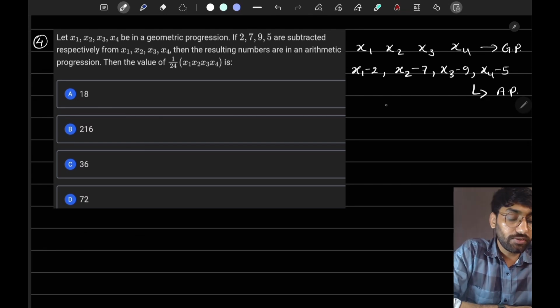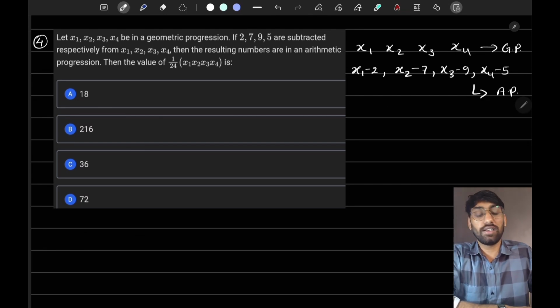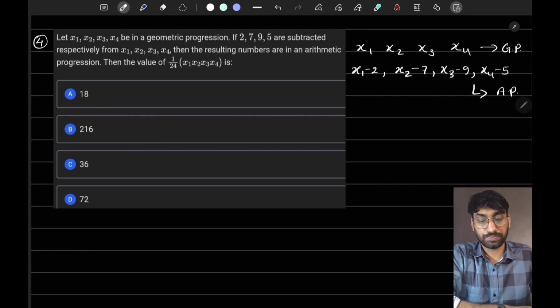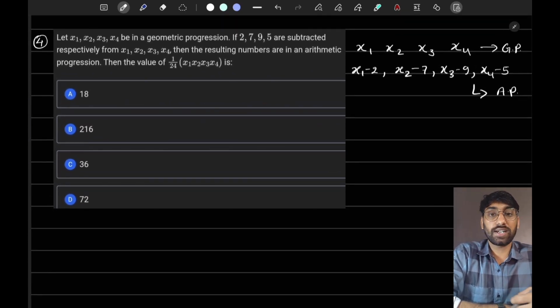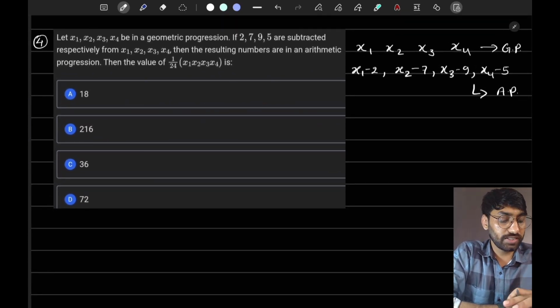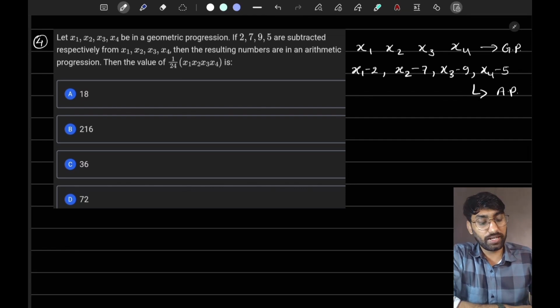So for that, we just need to find the values of x1, x2, x3 and x4. The idea here is that I will assume the first term of the geometric progression and the common ratio, and based on that information, I am going to find the value of A and the value of R. Okay, so let's see now.